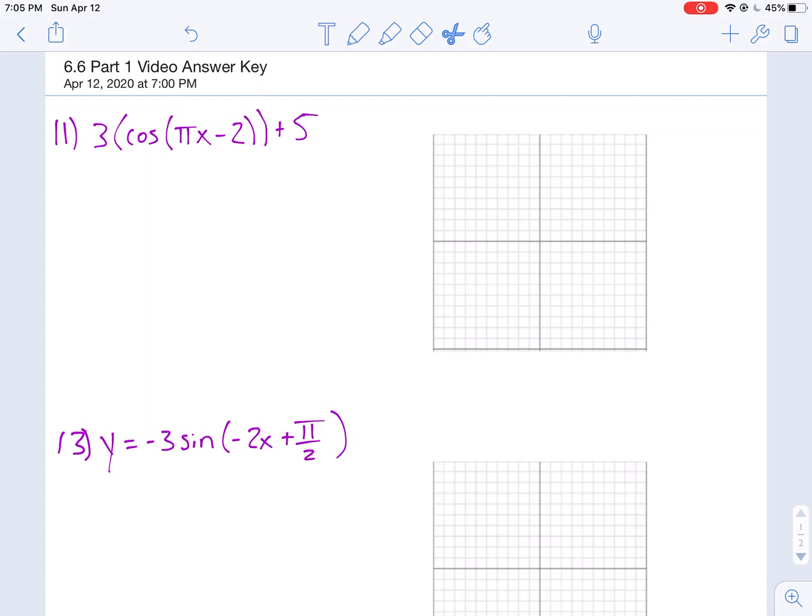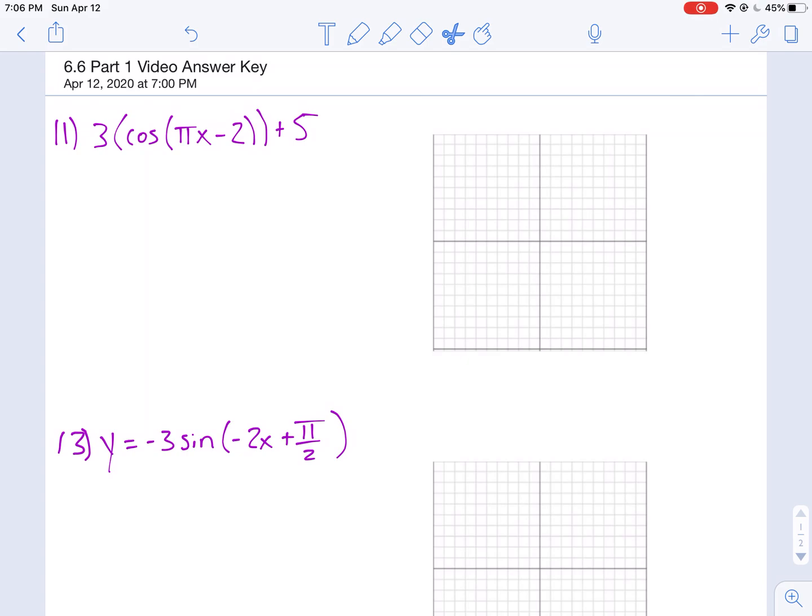11 has a vertical shift, a phase shift, horizontal stretch factor, or an omega value, a period shift, as well as an amplitude. Number 13 has an amplitude along with a reflection around the x-axis, and it has a phase shift along with a period shift as well. So you should be able to go back to 3, 5, 7, and 9, given this information, to figure out what you're doing on those as well.